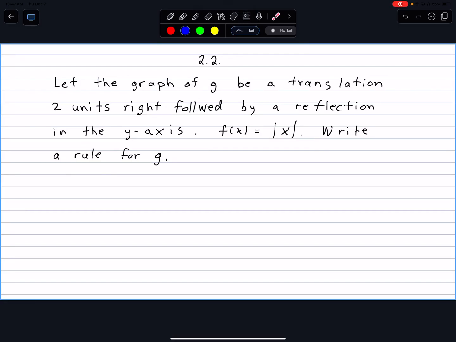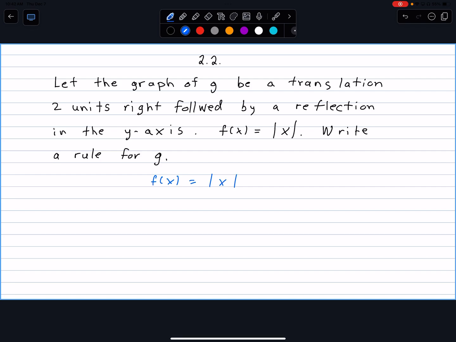Okay, so let's look at this. We are asked to create a new function based on the transformations being done to f of x equals the absolute value of x. So I'm going to just take these in a couple pieces.